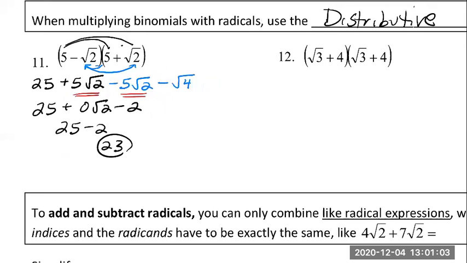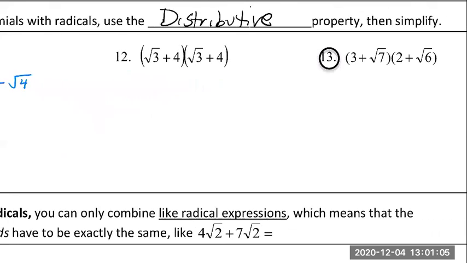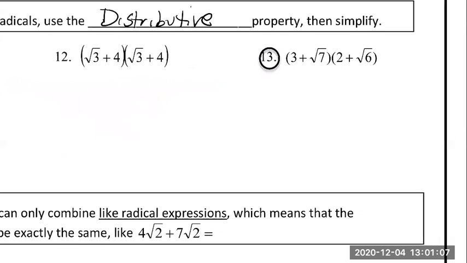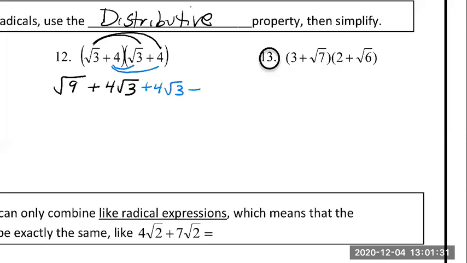Looking at the next one, same idea. We're going to use the distributive property. So we distribute: square root 3 times square root 3 is square root 9. You could just write that as a 3 immediately if you want. And then square root 3 times 4. You'd put the constant, the 4, out in front as a coefficient, and you have square root 3. And then 4 times square root 3 would be plus 4 square root 3. And then 4 times 4 is 16.